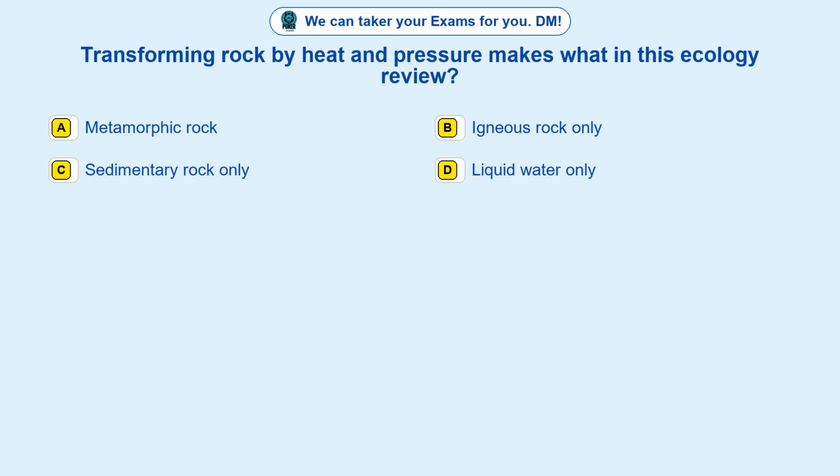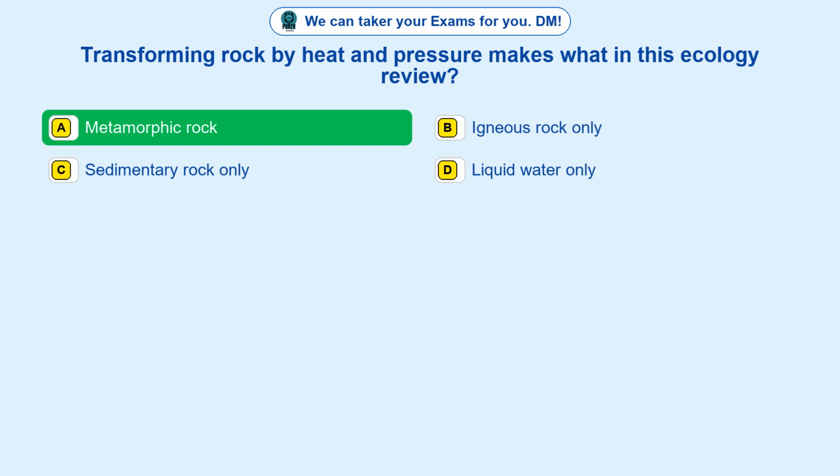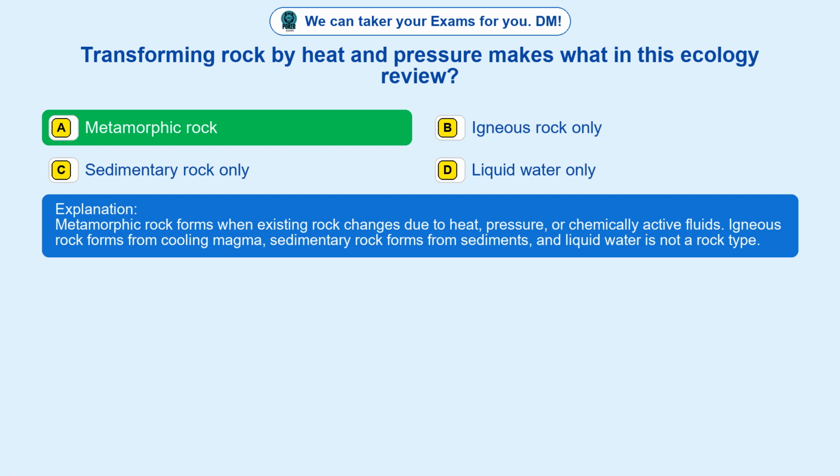Question 86. Transforming rock by heat and pressure makes what in this ecology review? Option A, metamorphic rock. Option B, igneous rock only. Option C, sedimentary rock only. Option D, liquid water only. The correct answer is option A. Metamorphic rock. Metamorphic rock forms when existing rock changes due to heat, pressure, or chemically active fluids. Igneous rock forms from cooling magma, sedimentary rock forms from sediments, and liquid water is not a rock type.